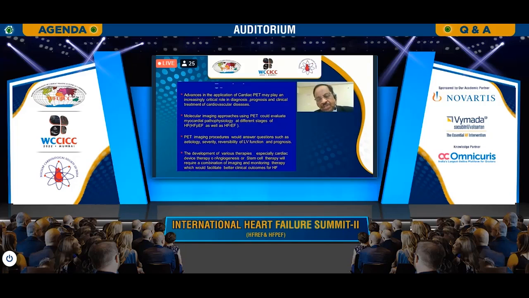Molecular imaging approaches using PET could evaluate myocardial pathology at different stages of heart failure, HFpEF as well as HFrEF. PET imaging procedures would answer questions such as etiology, severity, reversibility of LV function, and prognosis. The development of various therapies, especially cardiac device therapy or angiogenesis or stem cell therapy, will require a combination of imaging and monitoring of therapy, which would facilitate better clinical outcomes for heart failure.